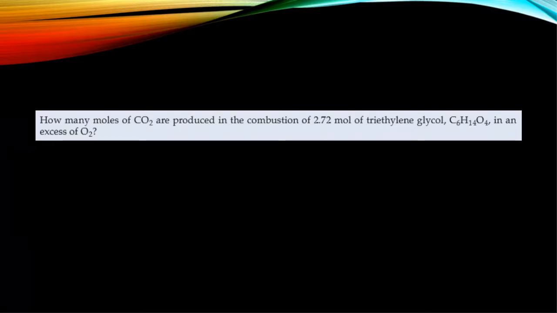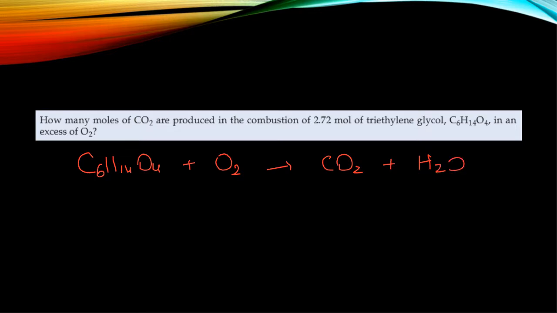Let's do an example. Again, the chemical reaction: triethylene glycol combustion. Given 2.72 moles of triethylene glycol, how many moles of carbon dioxide are produced? First of all, you have to balance this combustion, and then you do the calculation. We did that actually. Carbon dioxide, and this is water. This is 6, and this is 7, and this is 15 divided by 2.